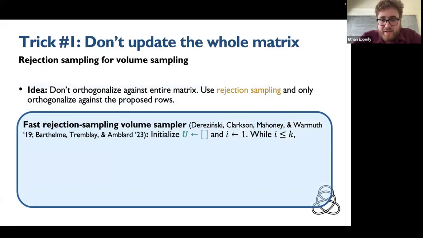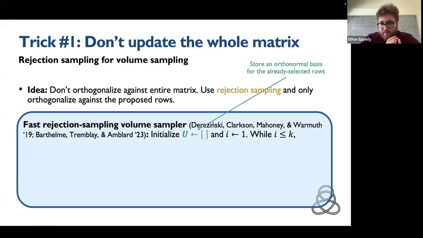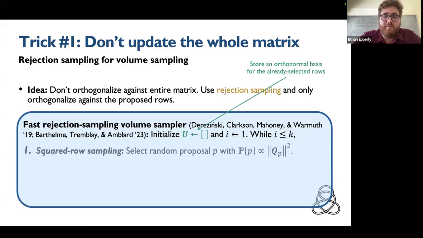Here's the first trick. We're going to not update the entire matrix. This is an idea for a fast rejection sampling based volume sampler by Derezinski et al. in 2019, and it was discovered by another set of authors in 2023. And here's the idea. Instead of orthogonalizing the entire matrix at every step, we're just going to maintain an orthonormal basis for the already selected rows. Then we're going to use rejection sampling. But here's what I mean.